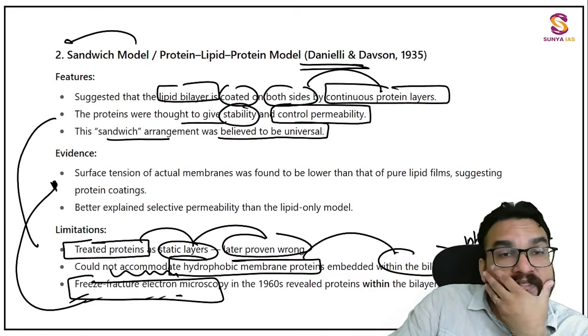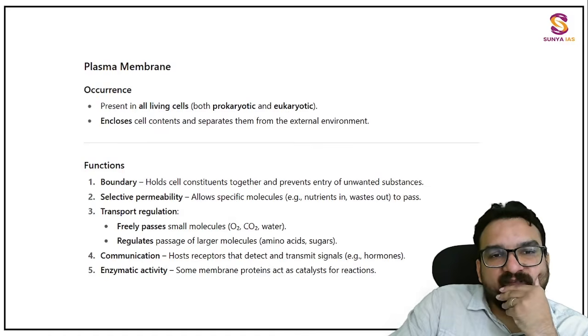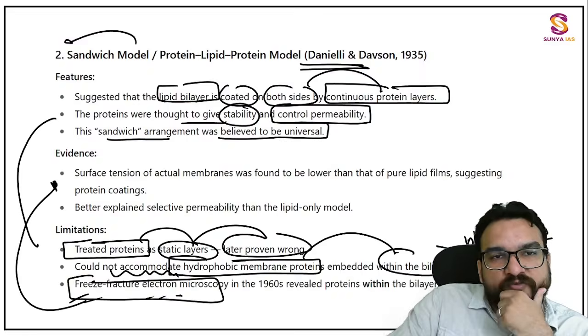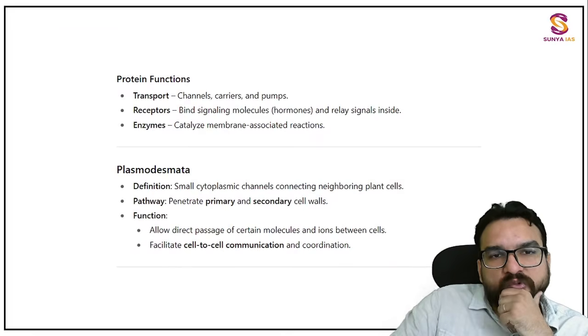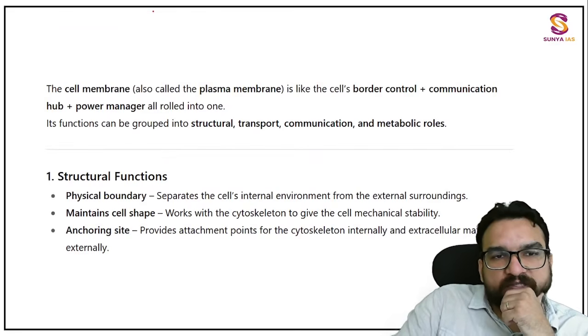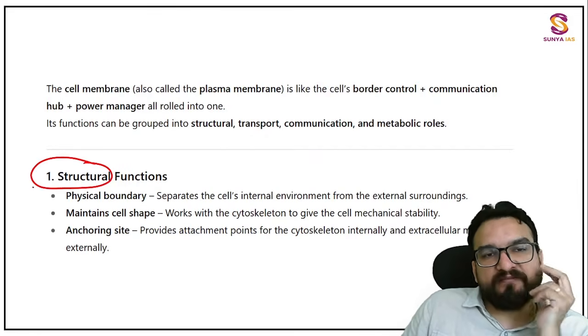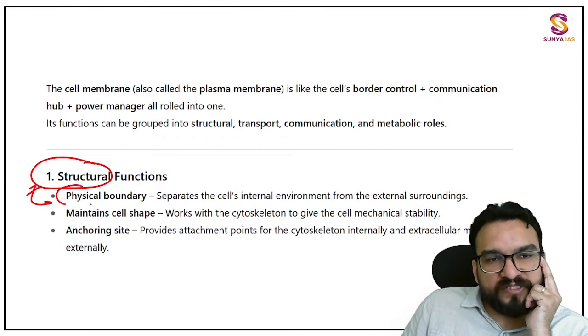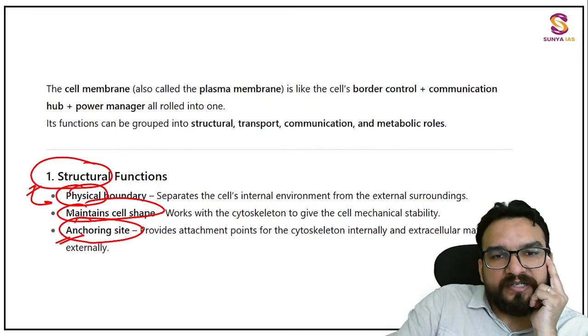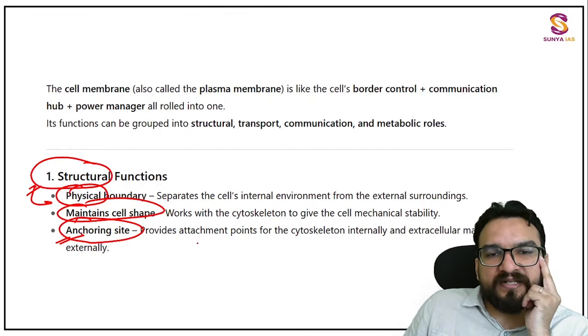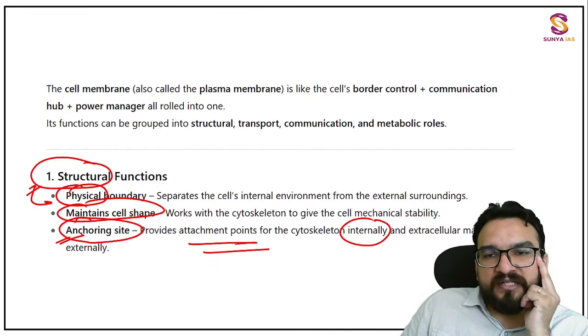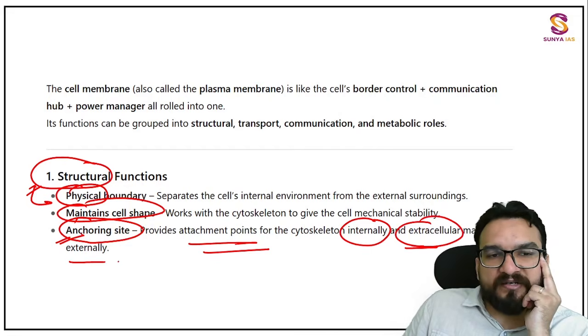Not protoplasm, but the functions of the plasma membrane. Just wait. The functions you will be finding are, first, structural functions. It helps in giving the structure, physical boundary, maintaining cell shape, and anchoring sites. Anchoring sites means that it gives attachment points for the internal cytoskeleton and the extracellular matrix externally.